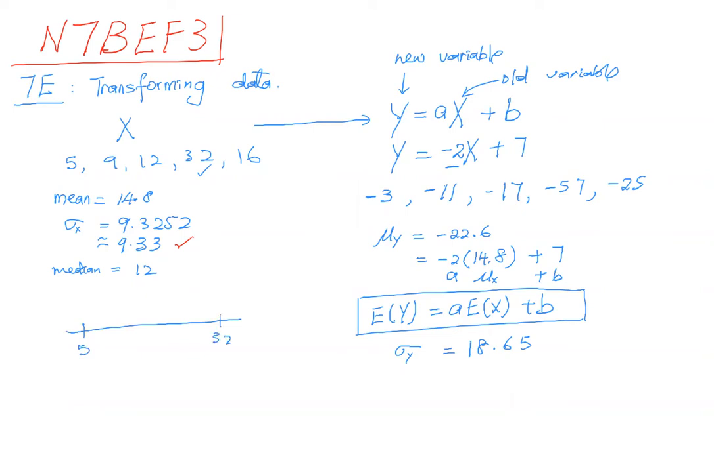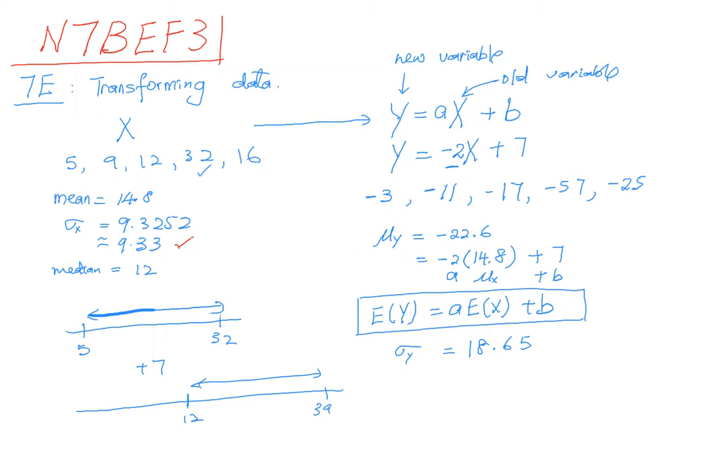So if you plus 7, you just move it to 12 and you plus 7, 12 and 39. So you see the spread will not change. It still remains the same. But when you multiply, it will make it wider. Whether you multiply by a negative number or a positive number, it doesn't matter.